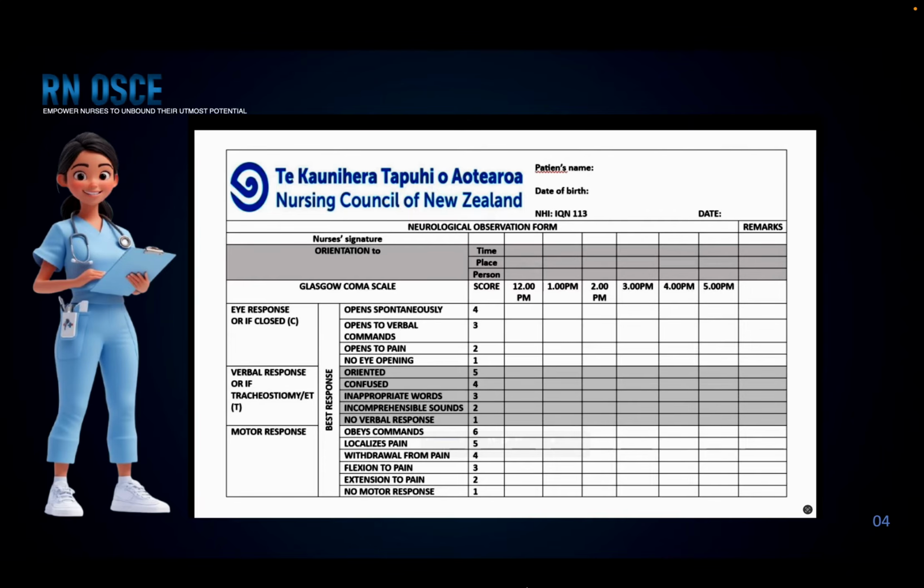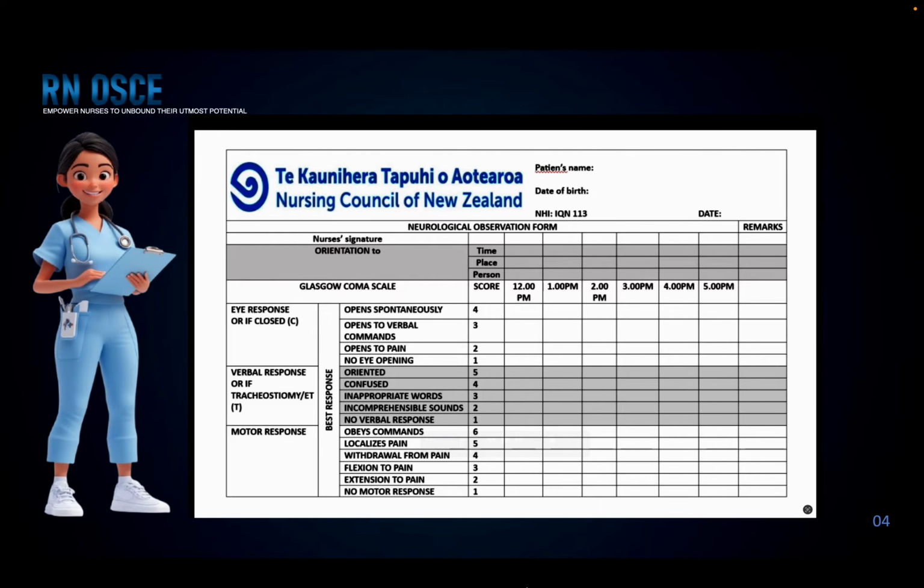And moving further, you have to check the verbal response by asking questions that have correct answers. Like if you are asking about their name, and they give appropriate answers, then you can give a score of 5. If the patient is confused but able to speak in full sentences, you can give 4. If it is inappropriate words or short phrases without clear meaning, then you can give 3.